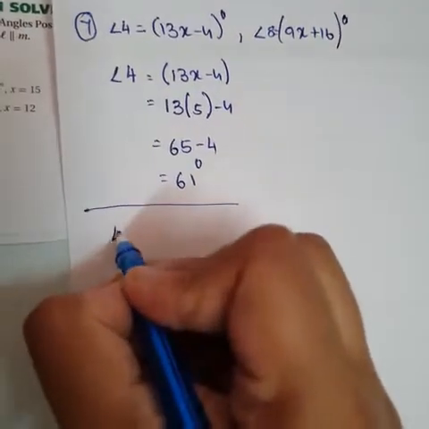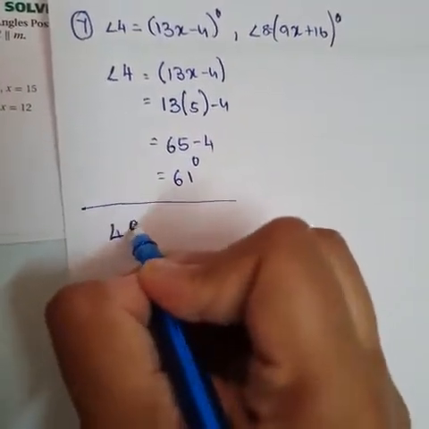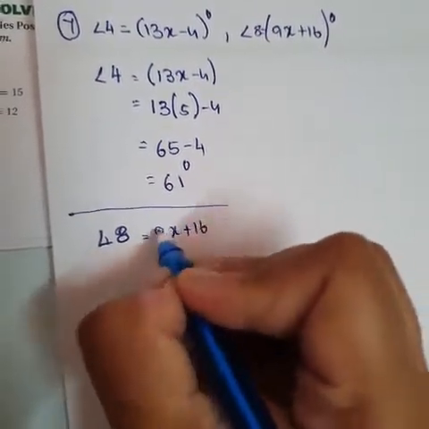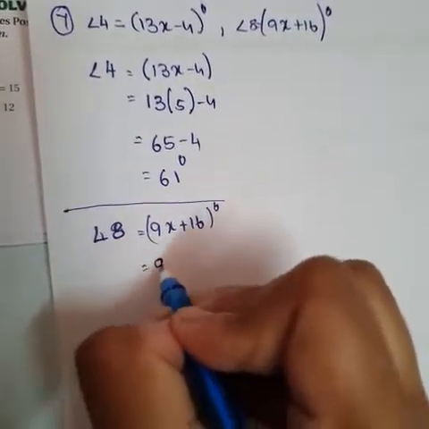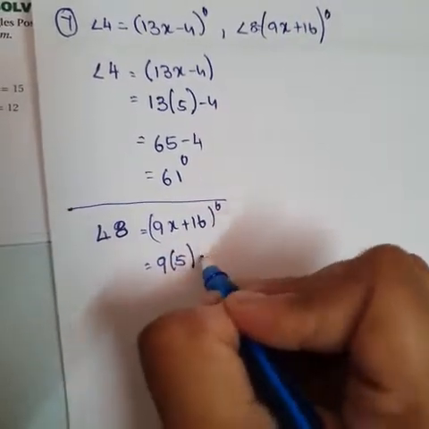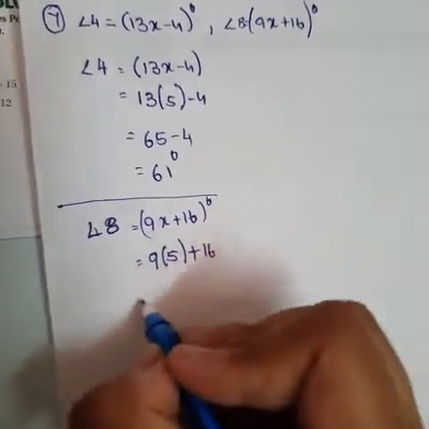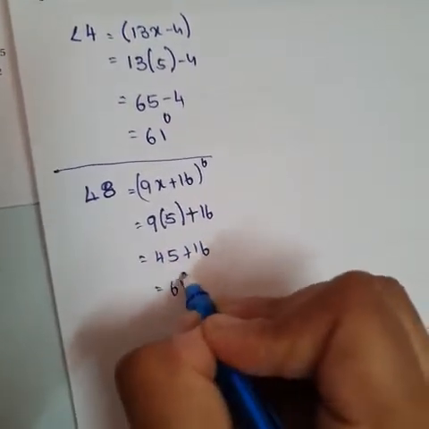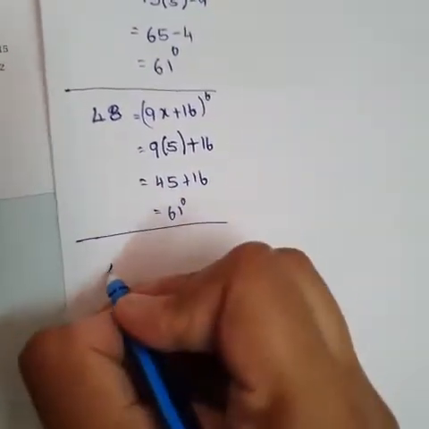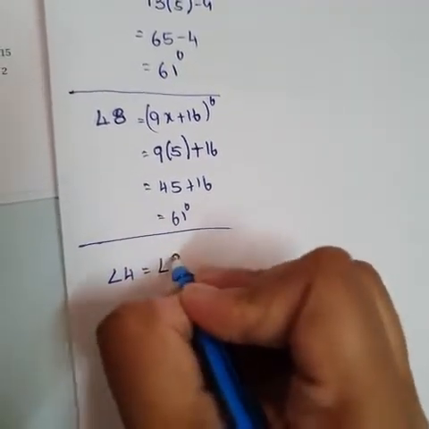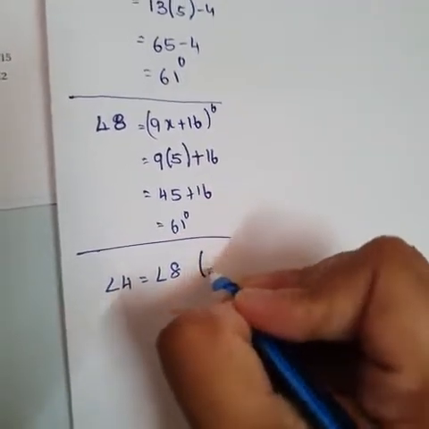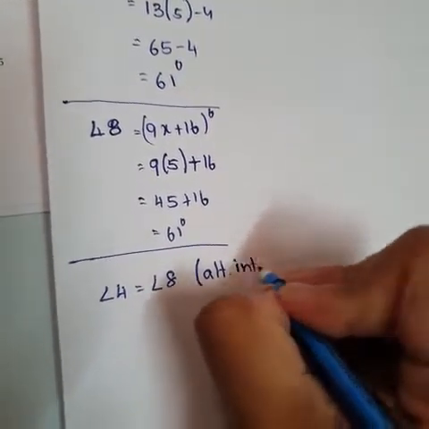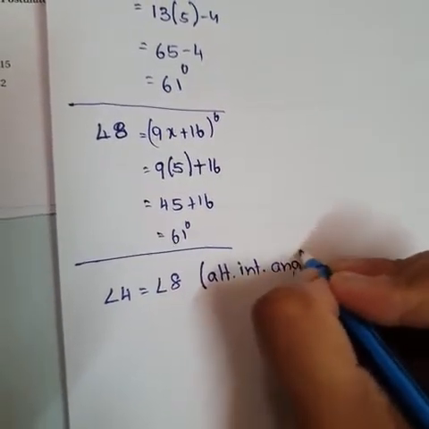Now for angle 8, it's 9x plus 16 degrees. So 9 multiplied by 5 is 45, plus 16. So 45 plus 16 is equal to 61 again. So angle 4 is equal to angle 8. Because of what? Because they are alternate interior angles. This is the definition, right?